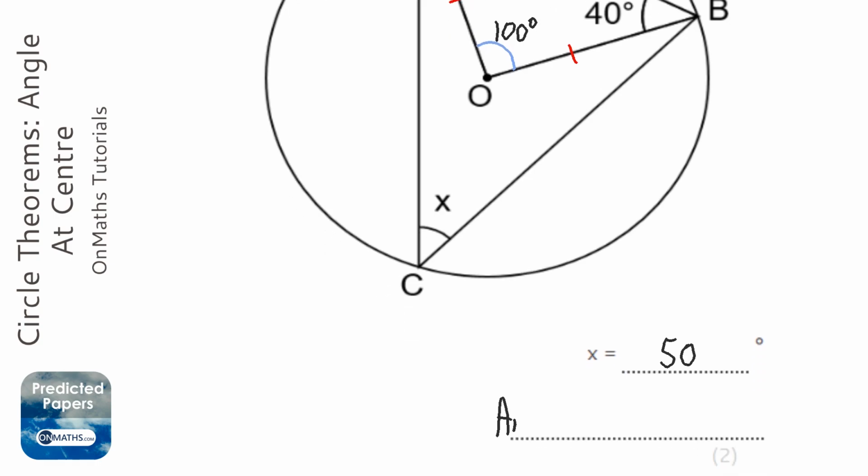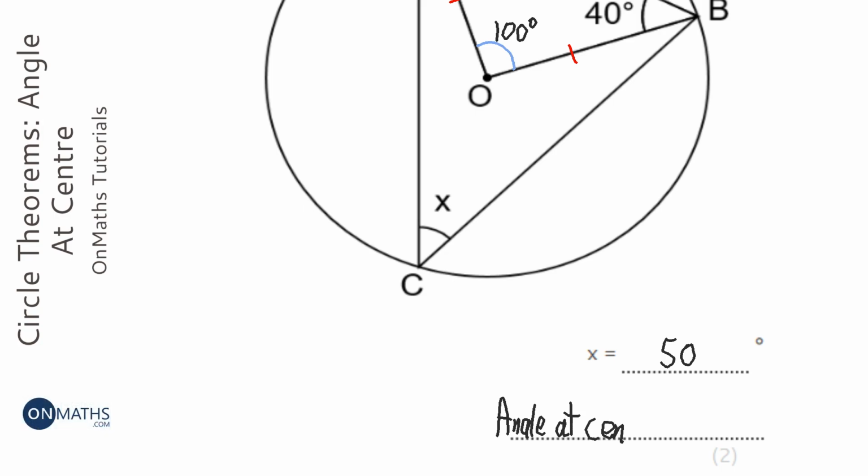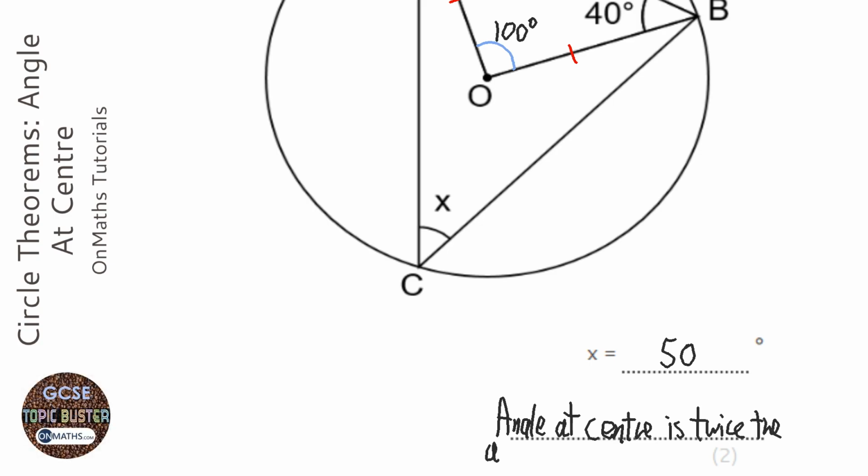And the reason is angle at centre is twice the angle at circumference. So all you need to do is find the angle at the centre and then halve it to find the angle at the circumference.